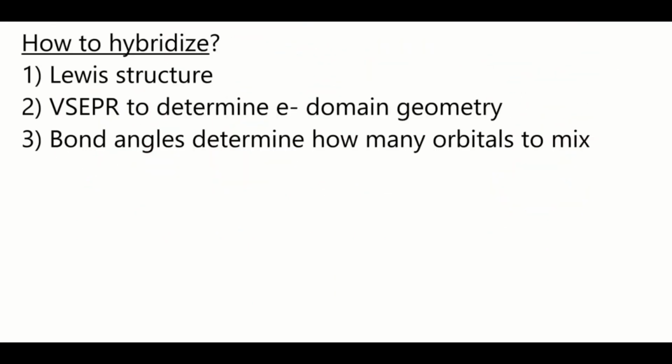Here are the steps to determine what the hybridization of an atom is in a molecule. First, draw the Lewis structure. Then, use VSEPR to determine the electron pair geometry, or the electron domain geometry, not the molecular geometry. Use those bond angles and that'll tell you how many orbitals you need to mix. That's called hybridization.